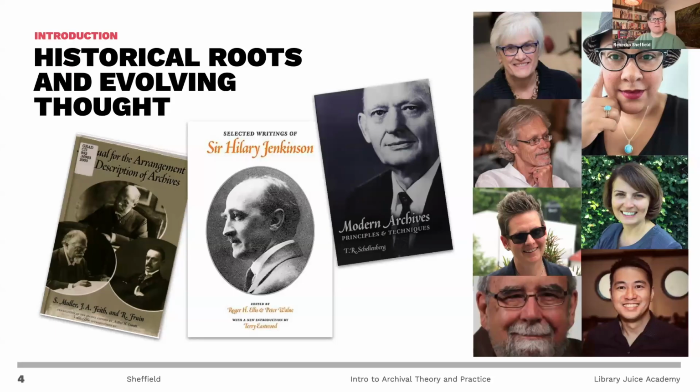Perhaps the most important development during this time was the publication of the Manual for the Arrangement and Description of Archives, written by three state archivists, Samuel Mueller, Johann Feith, and Robert Fruin, known today as the Dutch Trio. Influenced by German and French archival theory, the trio originally published their manual as a practical guide and introduced those foundational principles of provenance and original order to a larger audience.